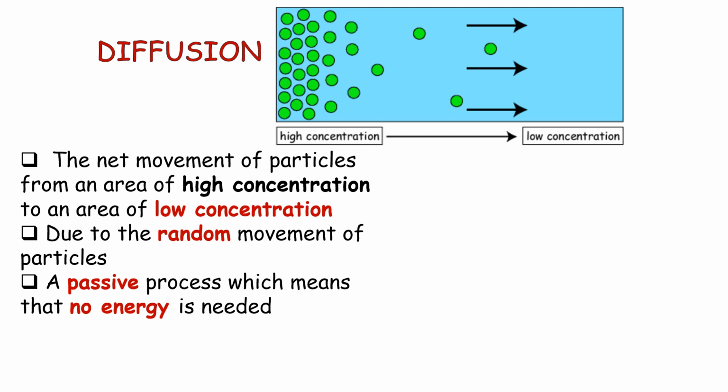It's due to that random movement of particles when they're bouncing off different surfaces. They collide with each other, which is how they're able to spread from one place to another. As I said before, no energy is needed. It's a very passive process. So the smells in a kitchen spread throughout the house with no energy required.